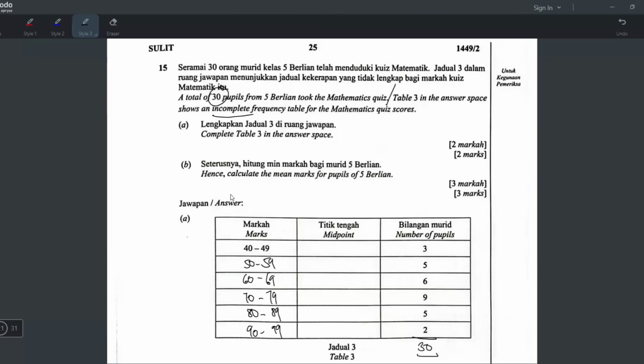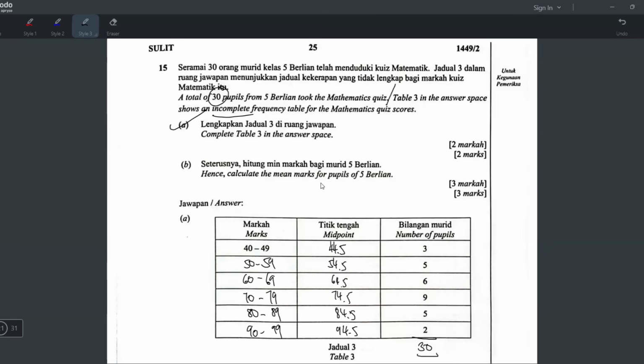Okay. All right, now for the midpoint, just take the lower limit plus upper limit divided by 2. So you get 44.5, 54.5, 64.5, 74.5, 84.5, 94.5. Yeah, you can use your calculator to help you. Just add and divide by 2. All right, after having all this, now we have finished A.